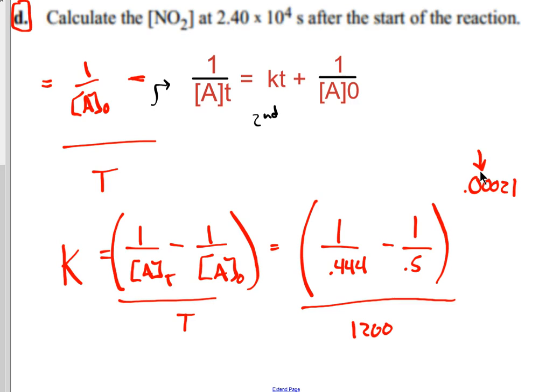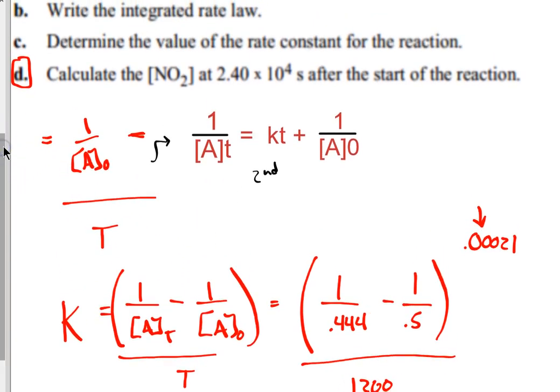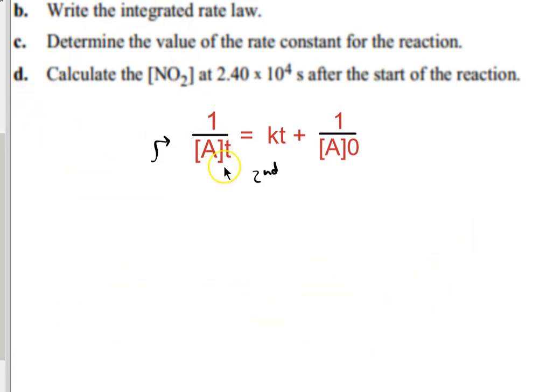Now that we've proved that, what I really want you to do is solve for D. Are you ready? Okay. I'm going to erase all this. And now, we're going to calculate NO2 at 2.4 times 10 to the 4th, correct? So, is that A naught or AT? That's A at a specific time. A naught, I know already. That was 0.5. You okay with that?